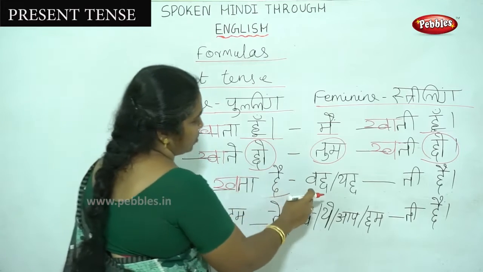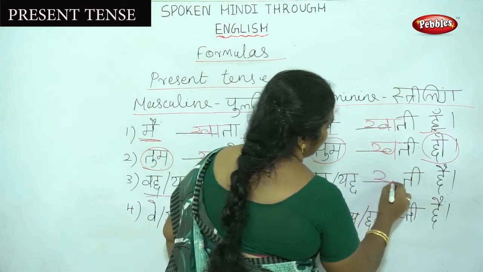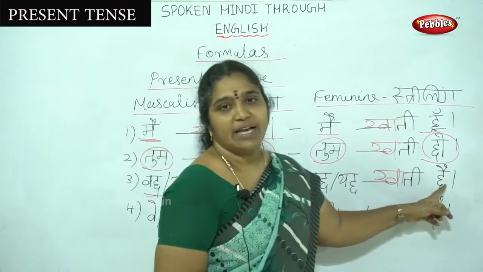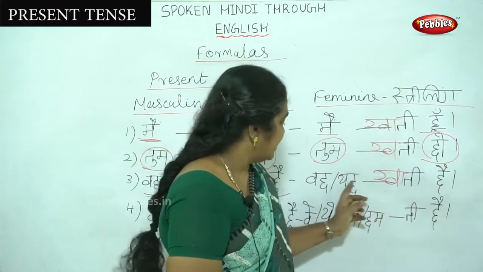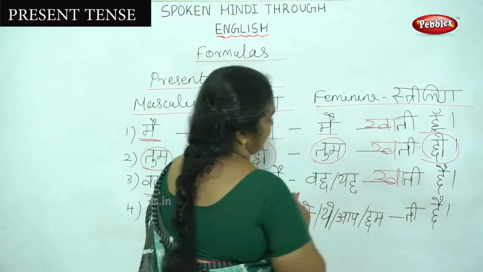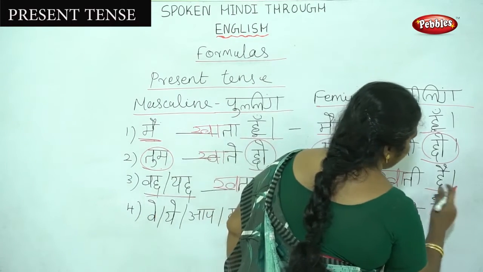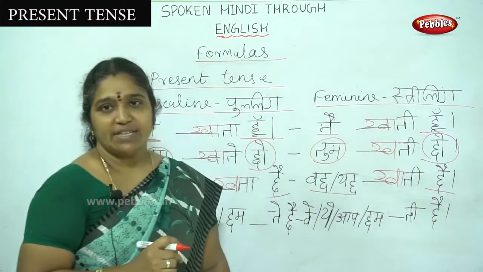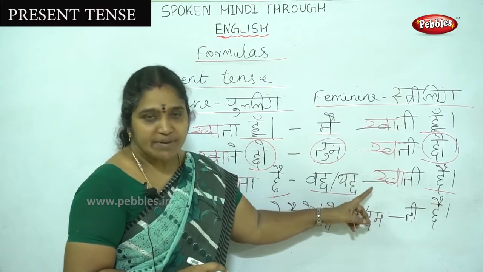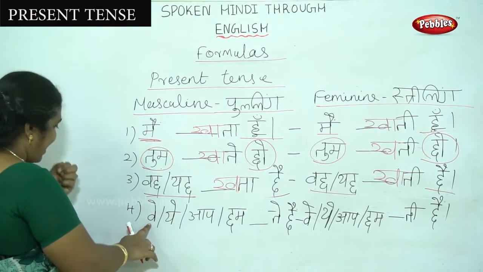Likewise here also it is the same for feminine. वह खाती है. यह खाती है. Here also if वह, यह comes, we have to end the sentence with है, if it is feminine. Then we can go for the next one.